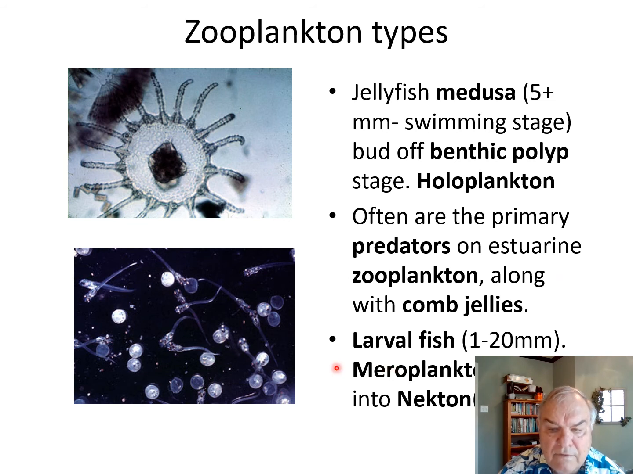Probably our best example of meroplankton would be larval fish that, as we said before, hatch out between 1 and 20 millimeters in size, obviously so small that they can't actively swim against the current, so they're part of the plankton for maybe the first couple of months of their lives. Then as they continue to grow and get large enough to actively swim against the current, they are no longer part of the meroplankton, but now they're referred to as nekton.